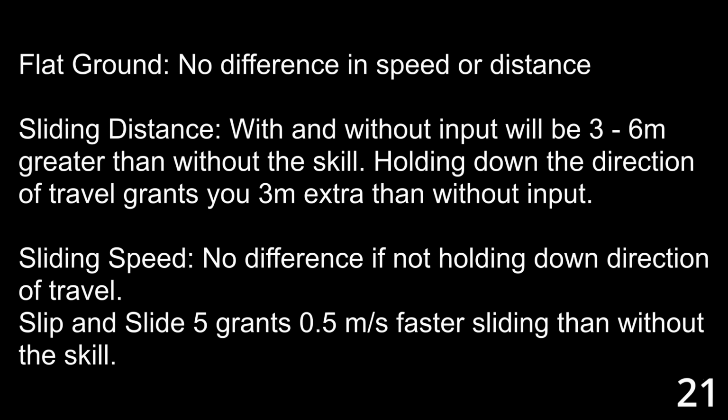In terms of how fast you slide, there's no difference if you're not holding down in the direction of travel. Slip and Slide 5, however, grants 0.5 meters per second faster sliding than without the skill. We can assume that each point grants an extra 0.1 meters per second increase in speed. However, if you'd like me to test this, let me know.